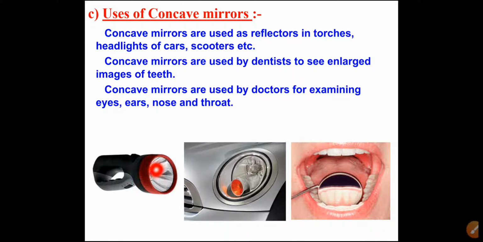Even in the torch, a concave mirror is used, and in the headlights of cars and headlights of scooters, the concave mirror is also used. So you should know where the concave mirror is used: in torches, headlights of cars and scooters, and by dentists or doctors to examine the organs.